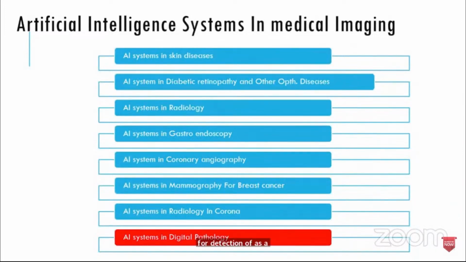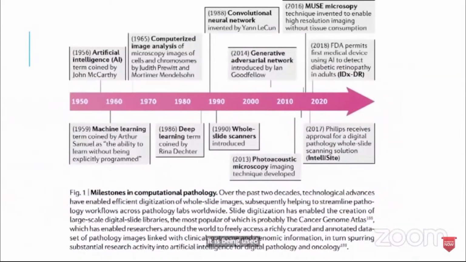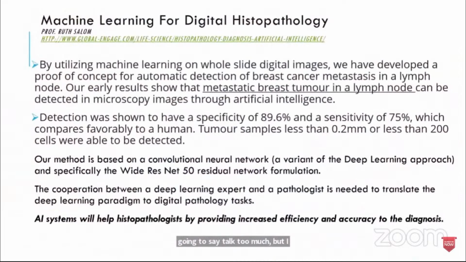It is being used now in histopathology, and I'm not going to talk much, but I think what is important in histopathology is we are trying to develop the machine learning techniques, and instead the detection will drill cell-wise to find out what is happening. And then it has been seen that in metastatic breast tumor lymph nodes, digital histopathology is far better.